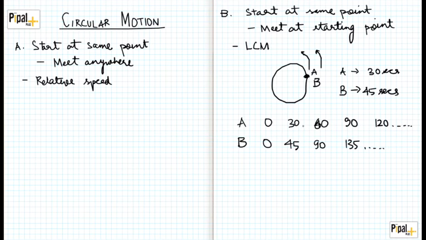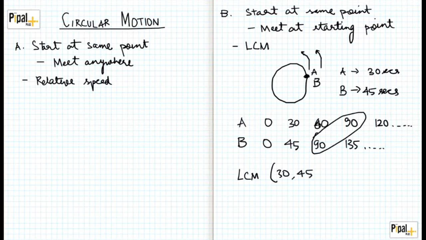So essentially A and B both are going to be at the starting point at the LCM of 30 and 45, right? So the LCM of 30 and 45 being 90 means that A and B are going to be at the starting point for the first time at time equals 90 seconds, and 90 is the LCM of 30 and 45.